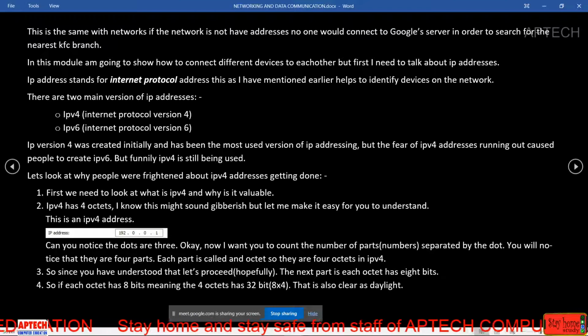Guys, do you remember those things? No. Okay, we shall go through them. So let me first try going through the notes.